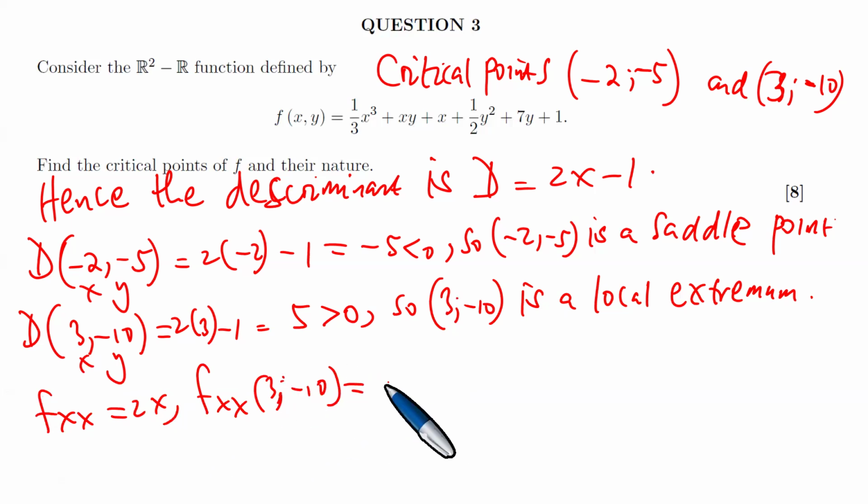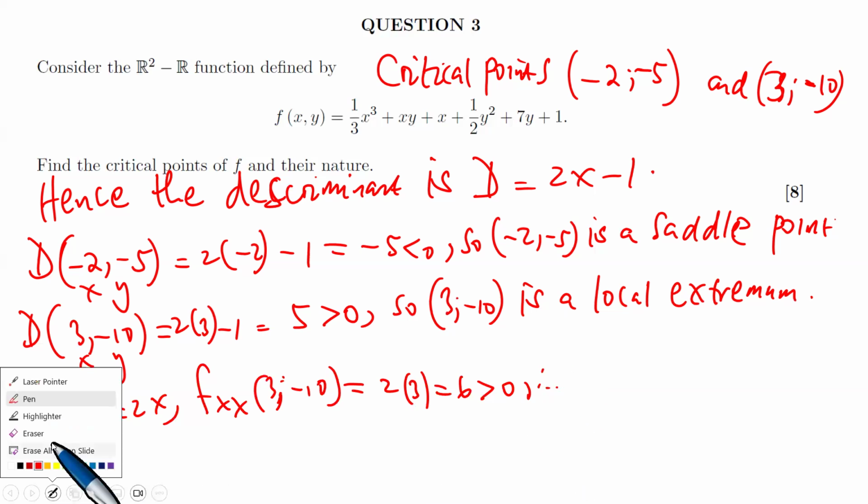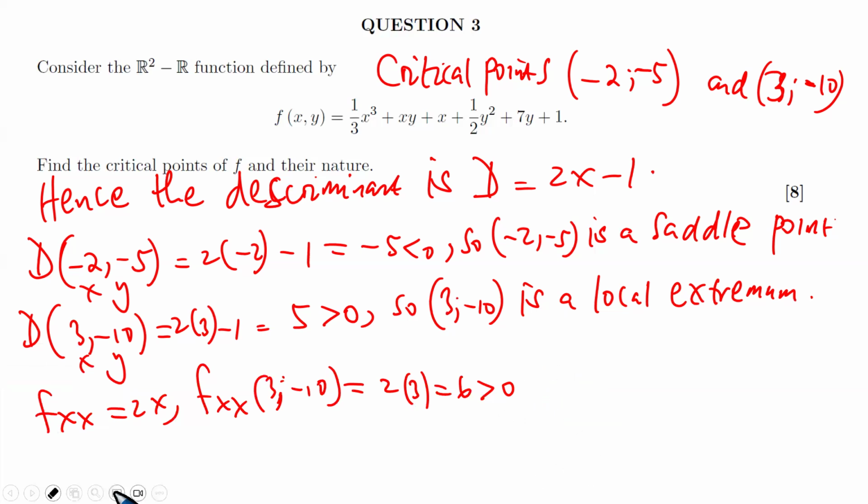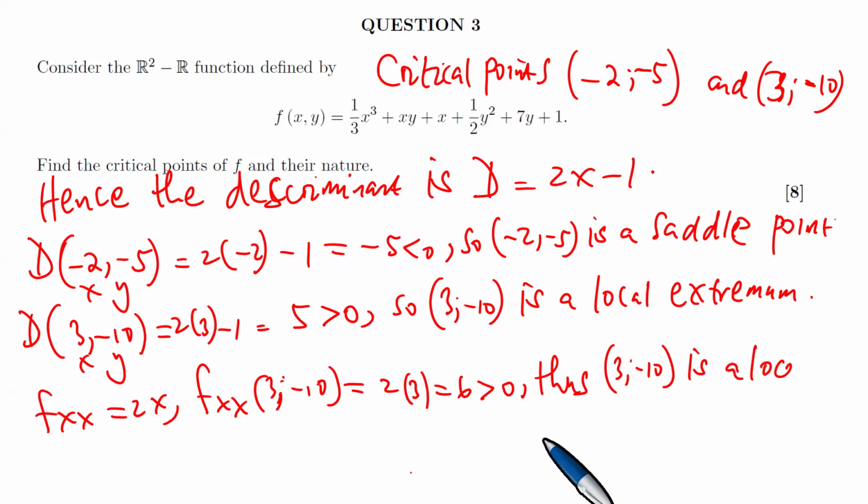At (3, minus 10), what is our x here? It's a 3, so fxx is 6, and 6 is positive. Because fxx is bigger than 0, this critical point, (3, minus 10), is a local minimum. Yeah, we're finishing. We're pushing, I want to cover much. Right, the answer is a local minimum.